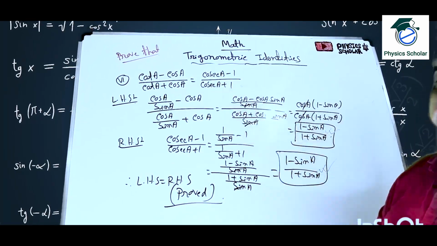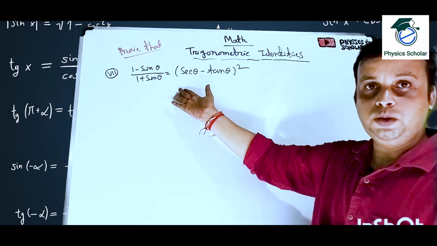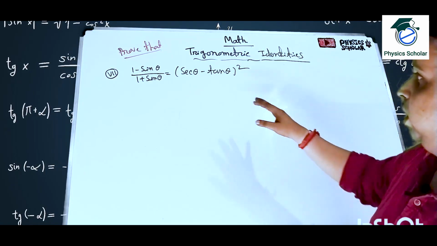Now let us move to sum number 7. Students, now moving forward to sum number 7. What we have to prove?